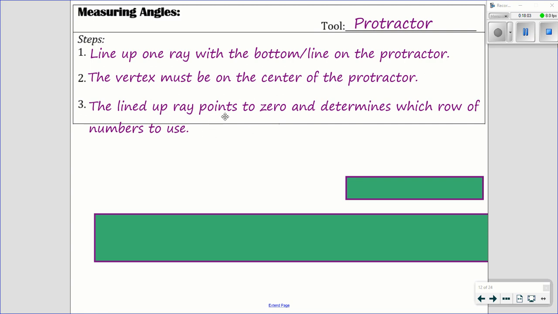And then the lined up ray points to 0. So wherever your line is that you're going to put your protractor on, that's going to be 0, and it determines which row of numbers to use. So it depends on which direction you're starting from, but I'm going to show you examples of this.